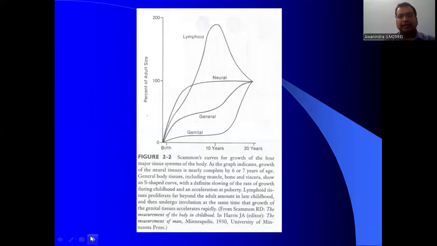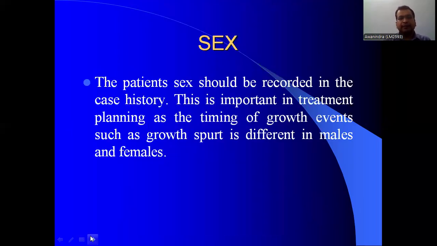As we know, in our body there are different tissues and each tissue has a different time of maturity. The lymphoid tissue matures at the age of 10 years, 200%, and then it goes to regression. Neural tissue matures 90% at the age of 6 years, and then it goes on steady growth till completion. General growth is S-shaped, and genital growth starts at the age of 12 to 14 years and reaches the peak at 20 years.